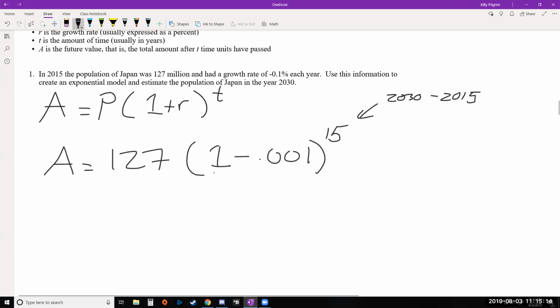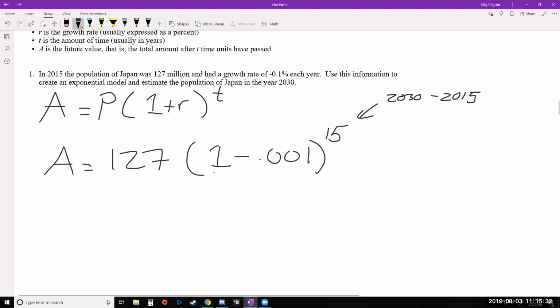Now, luckily, we have calculators that can do this arithmetic because we don't want to raise something to the 15th power by hand. But if you plug this into the calculator, pretty much like you see it, you can do an extra step to do the 1 minus 0.001 if you want. But the calculator will do this all together.